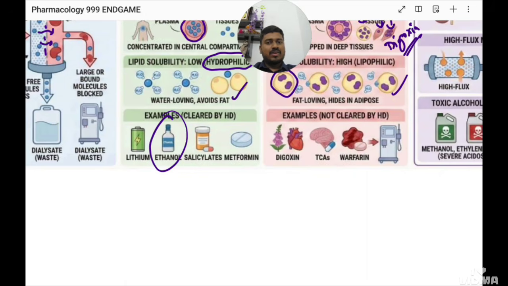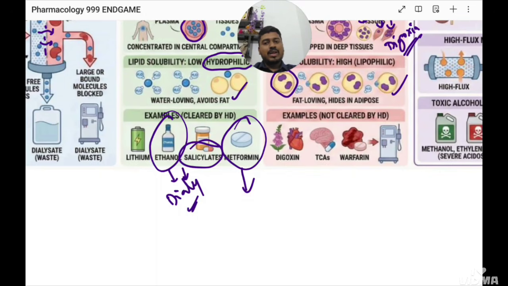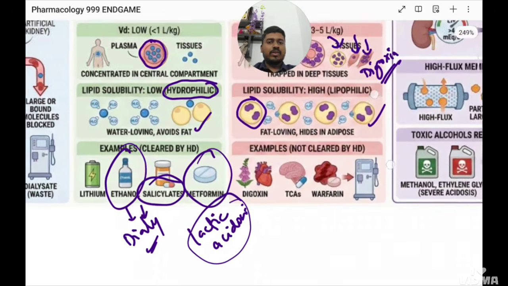Similarly, second is ethanol. Ethanol causes severe metabolic acidosis, and salicylates also cause severe metabolic acidosis in case of toxicity. So these both can be dialyzed. Again, good news. Next is metformin. Metformin is also dialyzable because metformin is a small molecule, and secondly, in metformin toxicity, lactic acidosis occurs, and this lactic acid is also dialyzable. So it is good news for us.